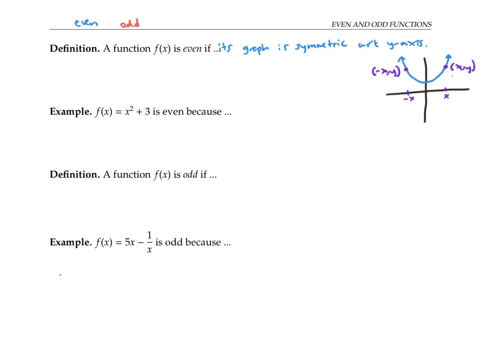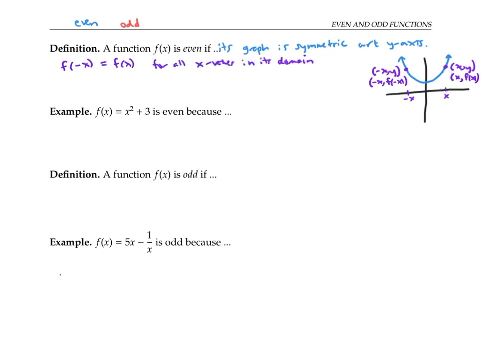Using function notation, I can write these points as points with coordinates (x, f(x)) and (-x, f(-x)), since the y value for a function is given by f of its x value. So we can say that a function f(x) is even if f(-x) = f(x) for all x values in its domain. The function has the same height at -x as at x.